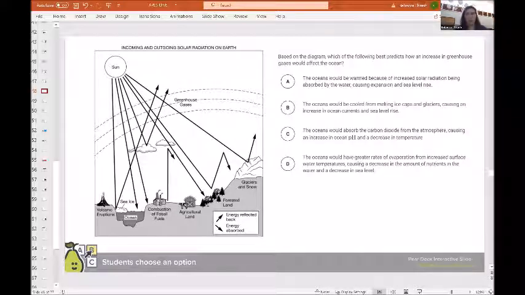All right, looking good, guys. So y'all are saying A, the oceans would be warm because of increased solar radiation being absorbed by the water and then causing expansion and sea level rise.